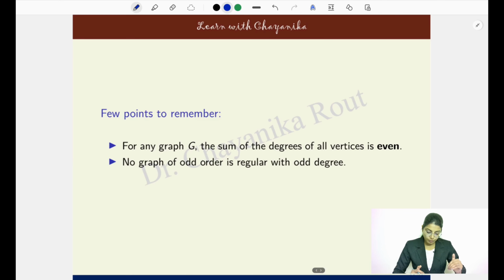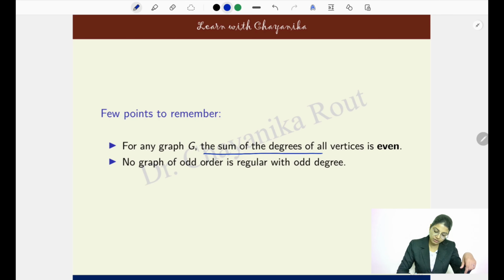So, there are a few points to remember here. First of all, in any graph G, as we have seen in the degree sum formula, the sum of the degrees of all the vertices is twice the number of edges. Now, twice a count means it is even. That is, the sum of the degrees of all vertices is always even. In any graph, if you sum up the degrees of all the vertices, it is always even because it is twice the number of edges.